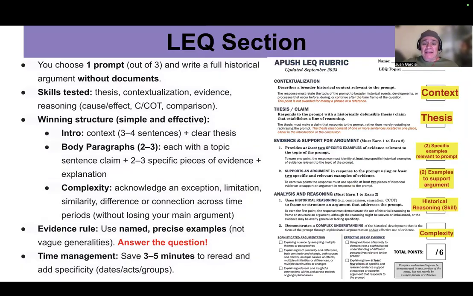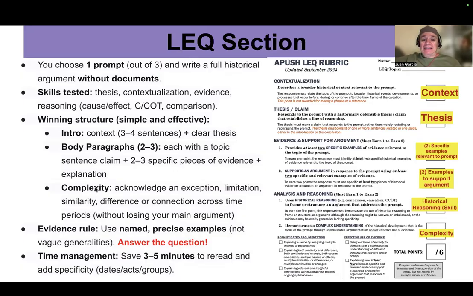Okay, LEQ, long essay question. This is the last part of the test. You choose one prompt out of three and write a full historical argument without documents. This is all you, your knowledge. Skills tested: thesis, contextualization, evidence, reasoning, change and continuity over time, comparison. Again, same skills. The winning structure is simple and effective. Number one, the introduction: context, 3 to 4 sentences plus a thesis statement. This is your intro. Body paragraphs: 2 to 3 body paragraphs, each with a topic sentence. And this is where you include all your evidence.